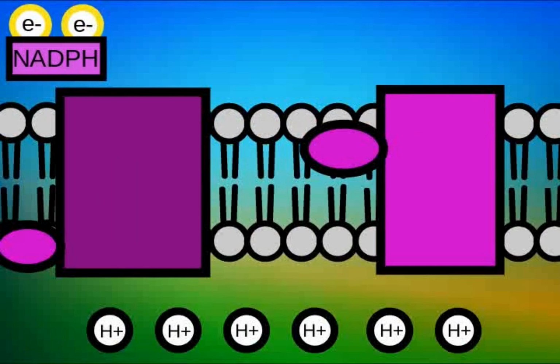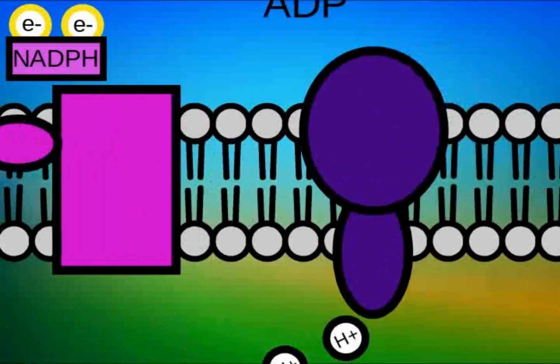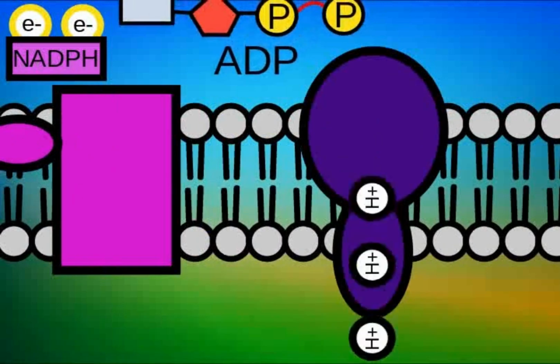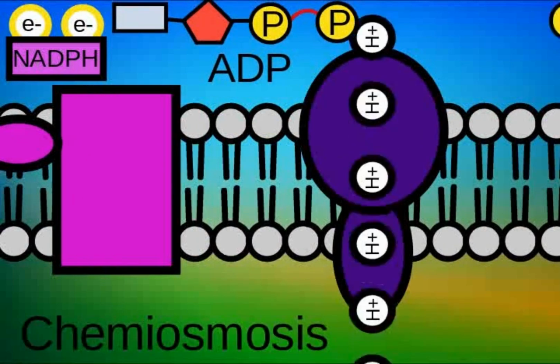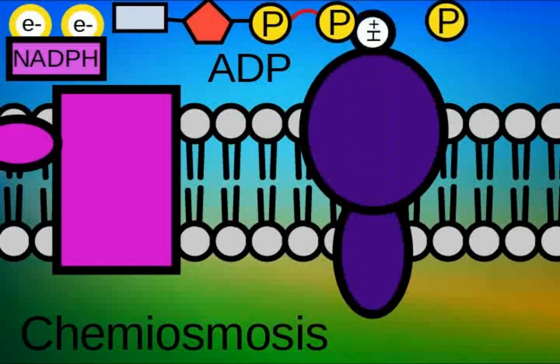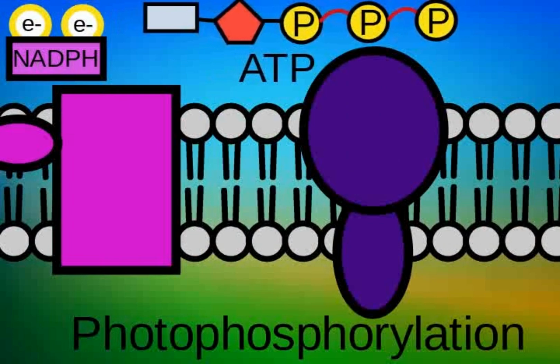Ming, do you remember I said something about a proton gradient that helps with ATP? Yes. Okay, good. As protons build up in the thylakoid space, they move back across the thylakoid membrane to the stroma through ATP synthase. This is called chemiosmosis. The energy that is released then turns ADP and a phosphate into ATP. This is what we call photophosphorylation.